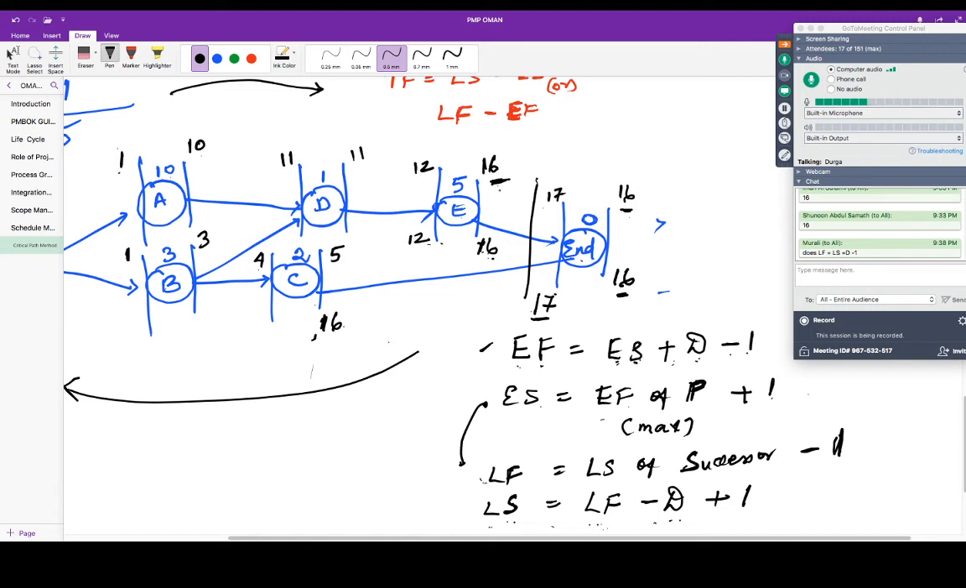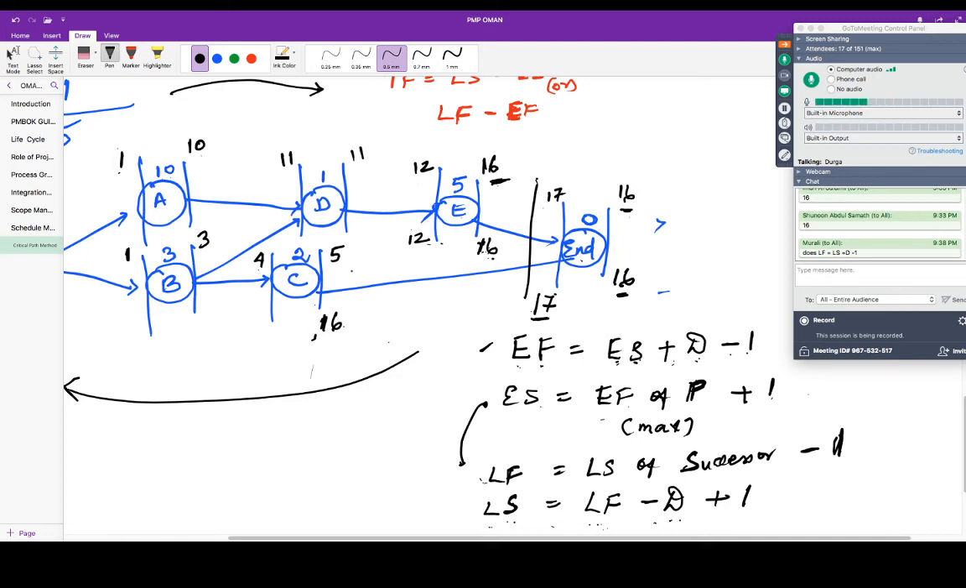You will know from here itself: the moment both early finish and late finish are equal, definitely early start and late start will also be equal. You will get to know this if you practice more. Now come back to C.